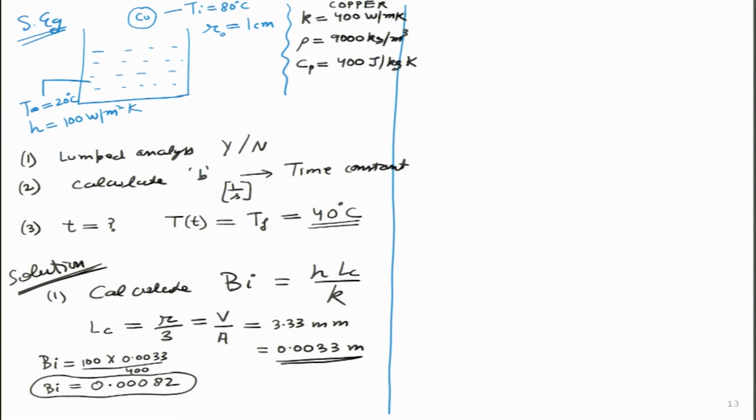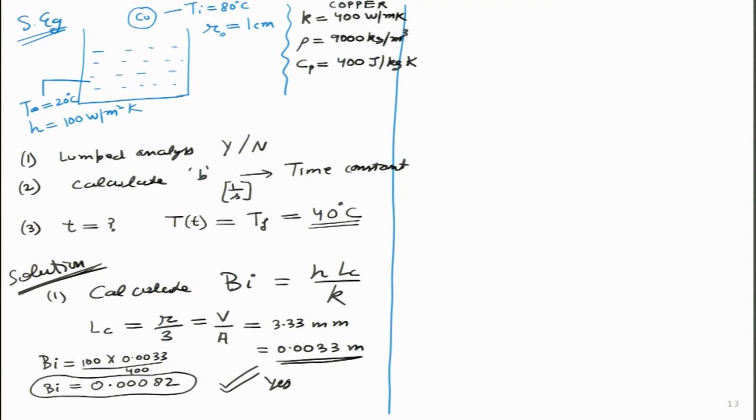Once we have figured out that the Biot number is this low, it was just supposed to be lower than 0.1 for us to apply it. If it is so low, we can definitely apply it. So, we will say yes, we can apply the lumped system analysis here. It is okay to do that.